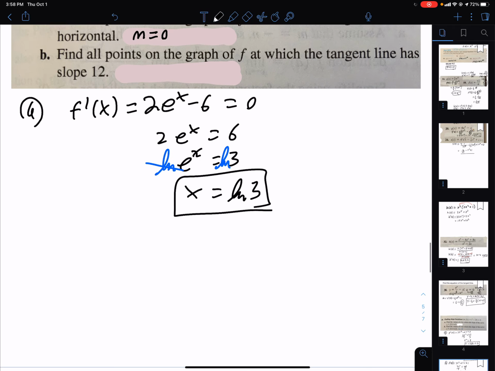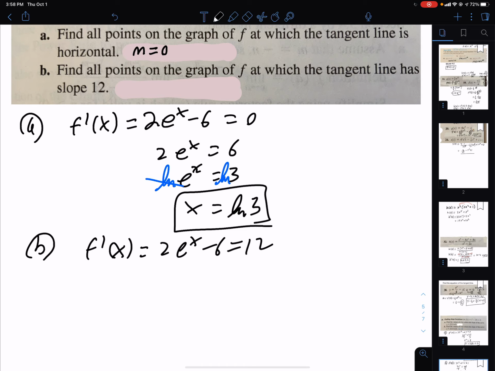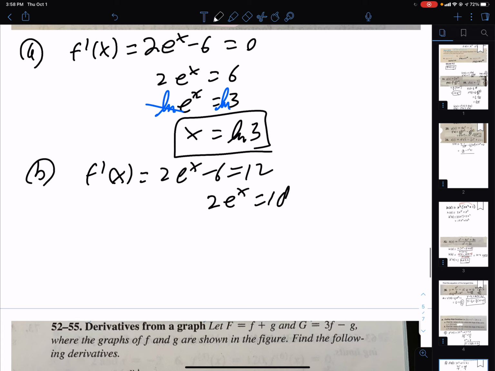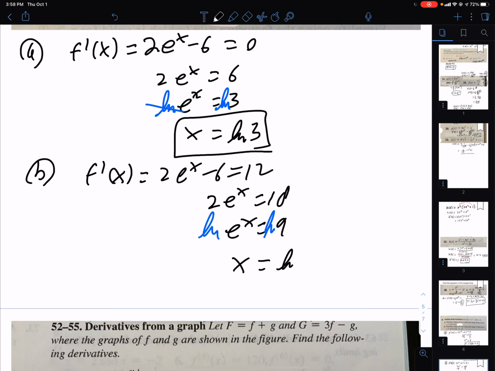Bammo. Part B, now I want it equal to 12. Well, same thing. I take my derivative, and I set it equal to 12. Add 6 to both sides. I get 18. Divide both sides by 2. I get 9. I ln both sides. See how easy this is? You should know ln cancels out e to the x. X is ln 9.